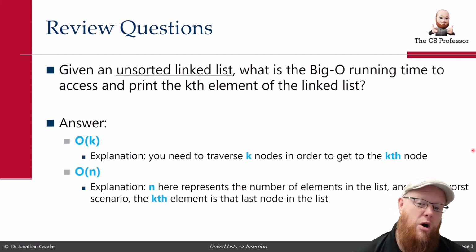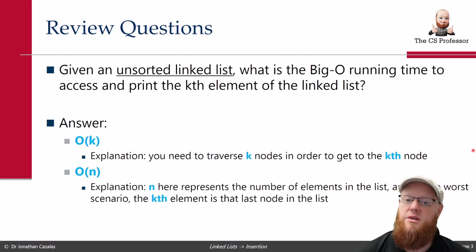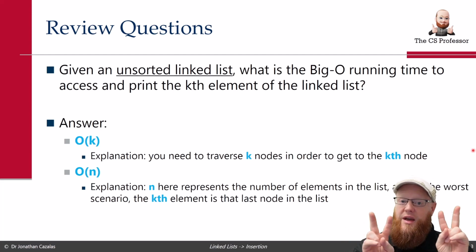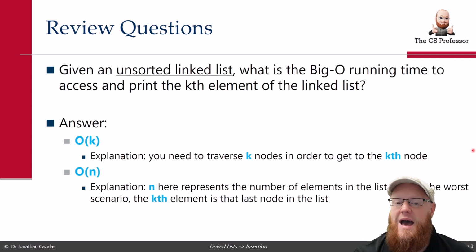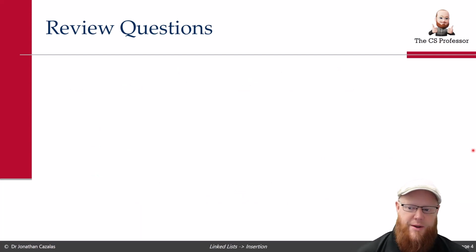You could also say O of n, but it's good to define what we mean here. So n would represent the total number of elements in this list, and in the worst case scenario, the kth element is that last and final element of the list. Both answers are correct. I kind of prefer the last answer. We'd say O of n, but define n. n is the total number of elements, and that kth element could, in the worst scenario, be that last and final element, therefore O of n.